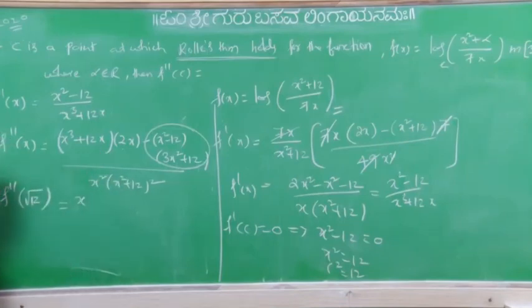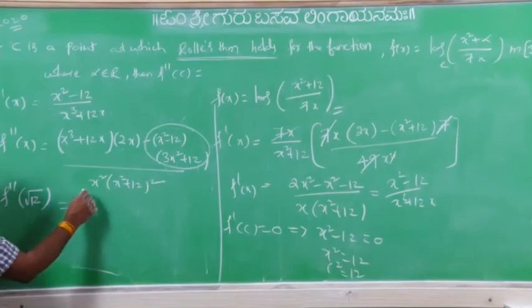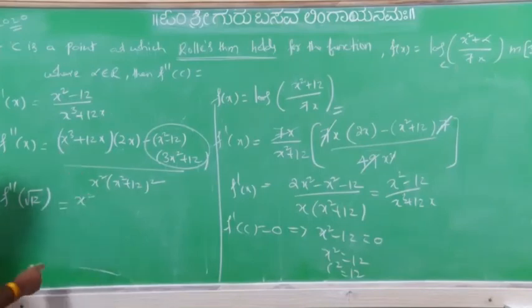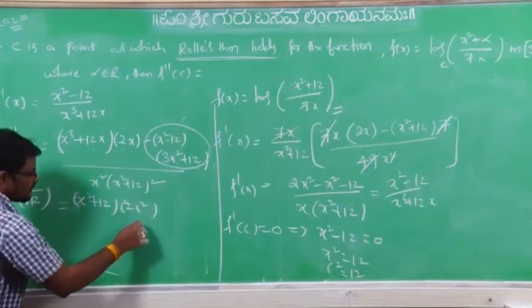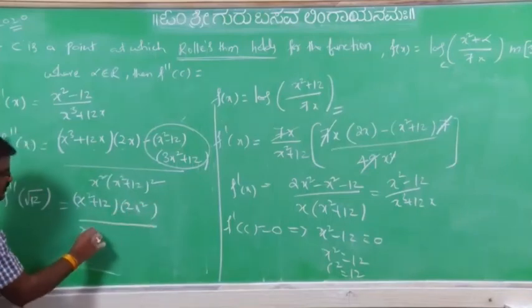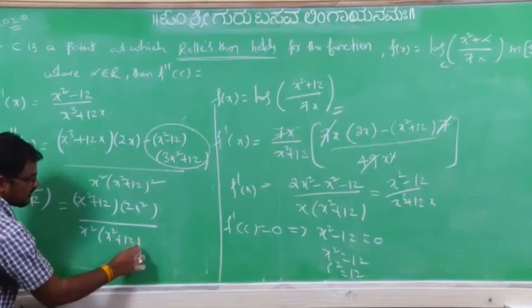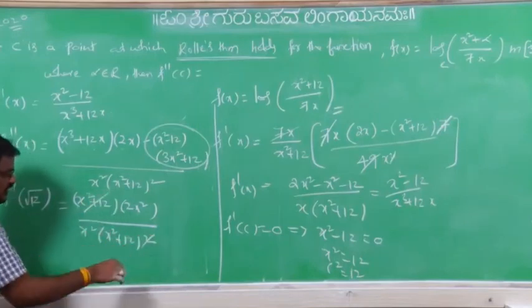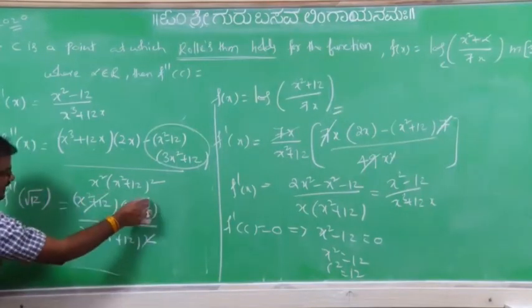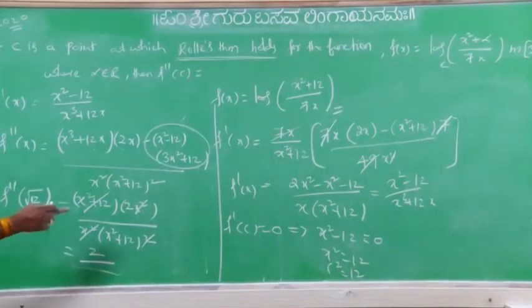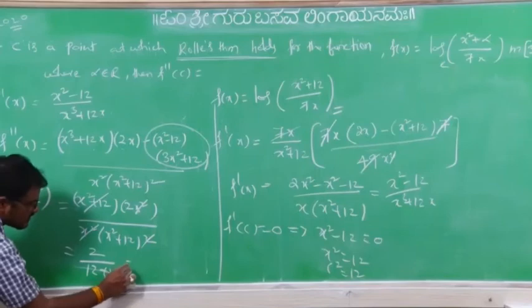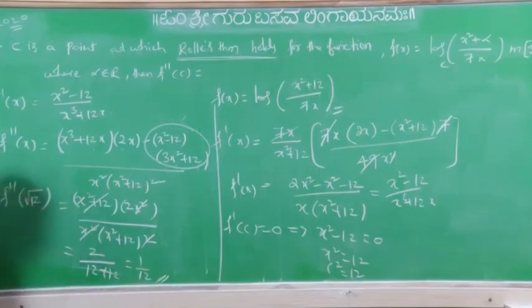Next, in these two what is common? X common. First I will simplify, then I will substitute the 12, then easily you will get the answer. So if you take x common here, x square remaining, plus 12 remaining, and 2x square divided by (x square plus 12) whole square. Now one (x square plus 12) gets cancelled, here x square gets cancelled. Now 2 by (x square plus 12). X square equals 12, 12 plus 12, that is equal to 1 by 12. So this is our proper answer.